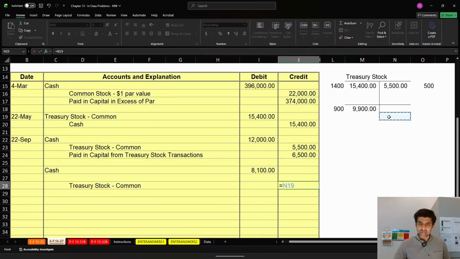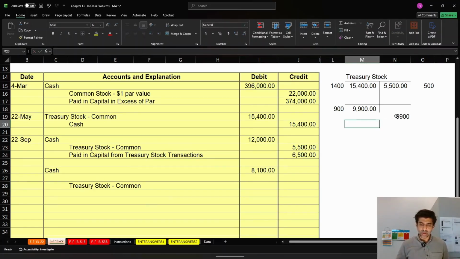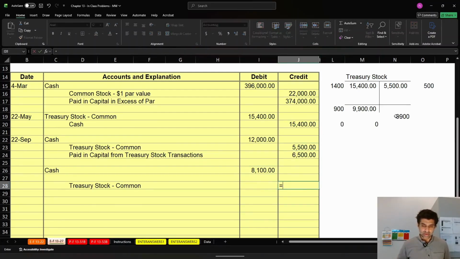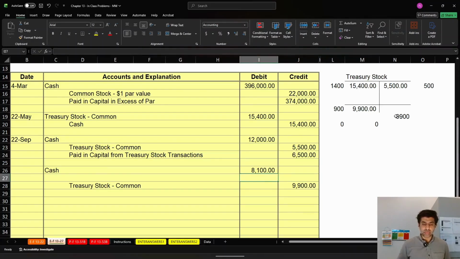And basically, this is going to go to zero, right? We already kind of know the amount. This is going to have to be 9,900 because we no longer have any shares. We should have a zero balance, 0 shares. And again, we can confirm that by doing 900 shares times our cost basis of $11 per share. And then in order to make this journal entry balance, we're going to need an additional amount of debit.